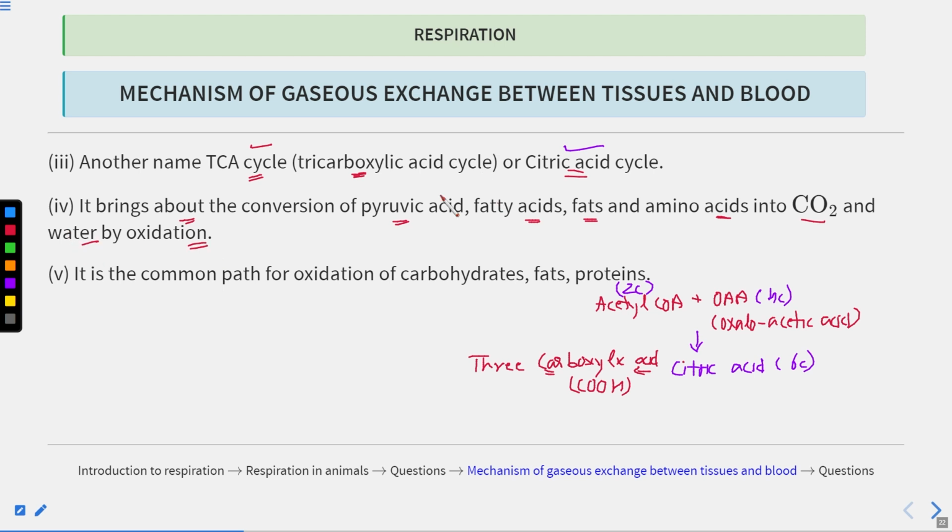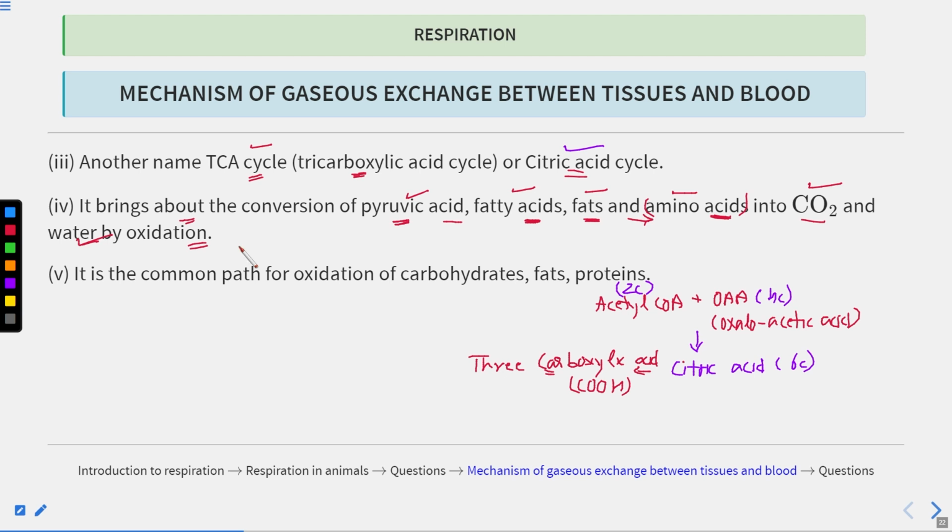Okay, so pyruvic acid, we have seen, is produced by the process known as glycolysis. Apart from pyruvic acid, we have fatty acids and fats, which are made up of fatty acids as well as glycerol, and the amino acids. Amino acids combine to form protein. So all these molecules, amino acid, fat, fatty acid, as well as pyruvic acid, are converted through the Krebs cycle finally into carbon dioxide as well as water. So all of these molecules provide energy to the cell, because during the Krebs cycle, energy is also generated.